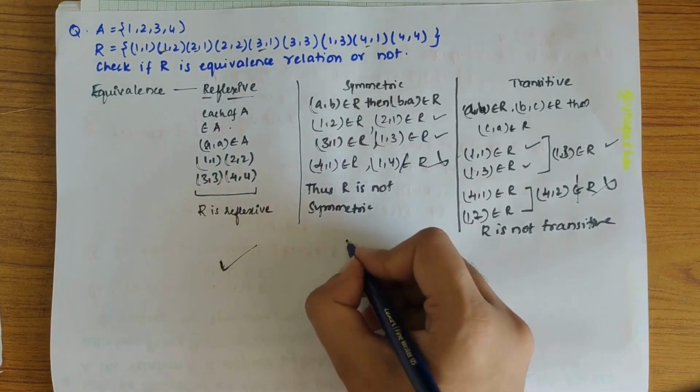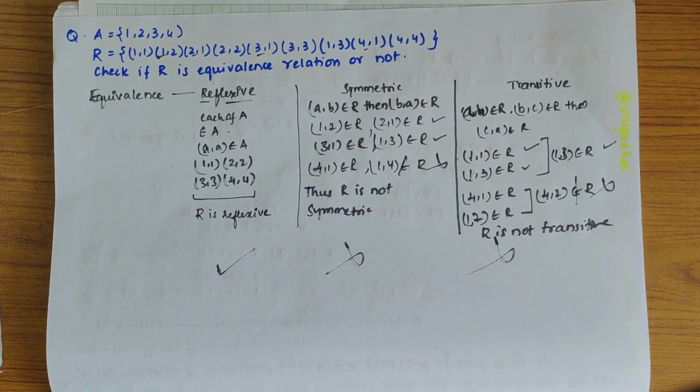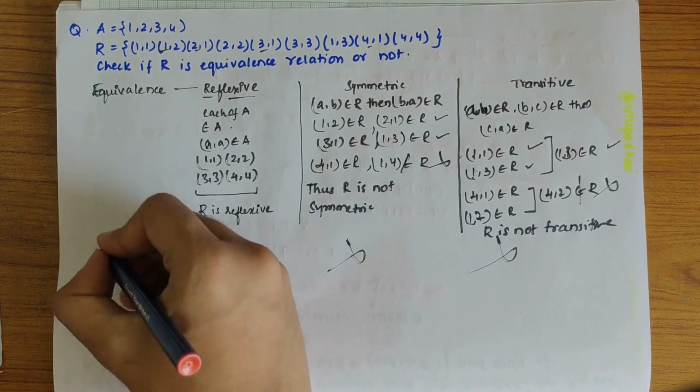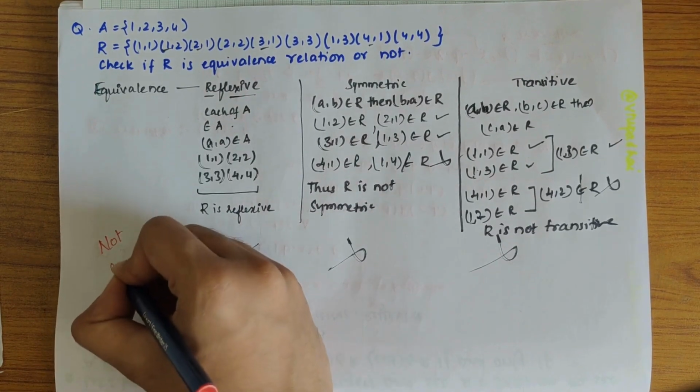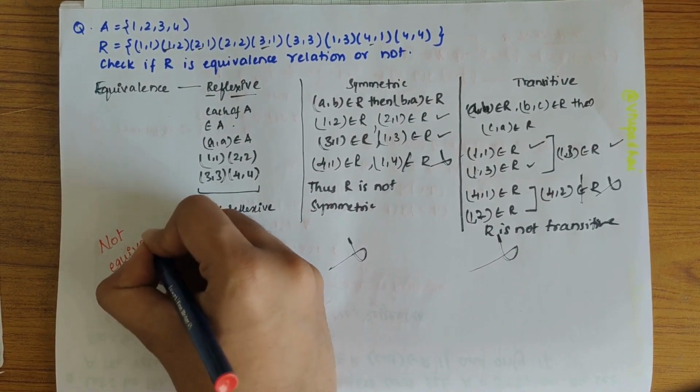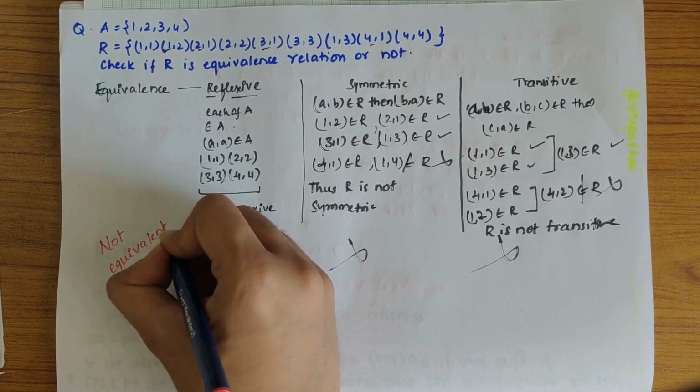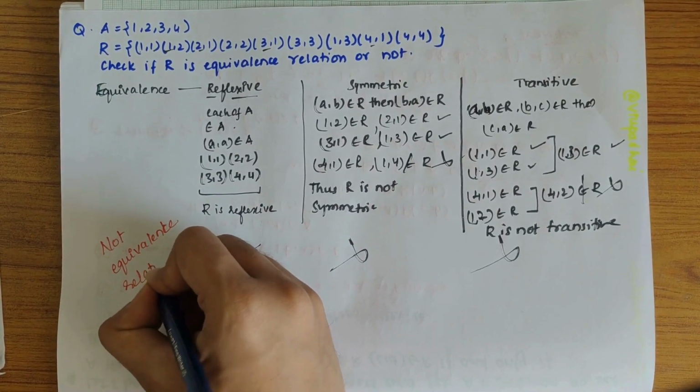Only here it satisfied, here it did not, and here it did not. In this condition we can say that the relation is not an equivalence relation.